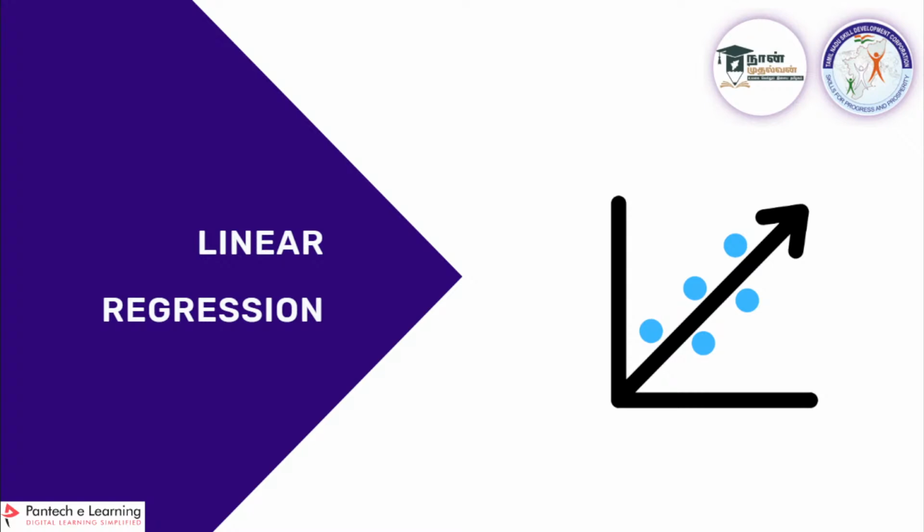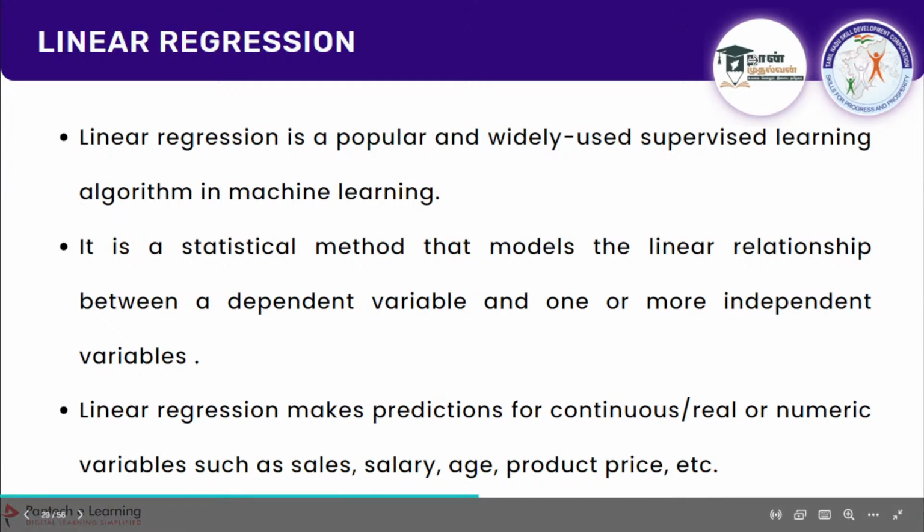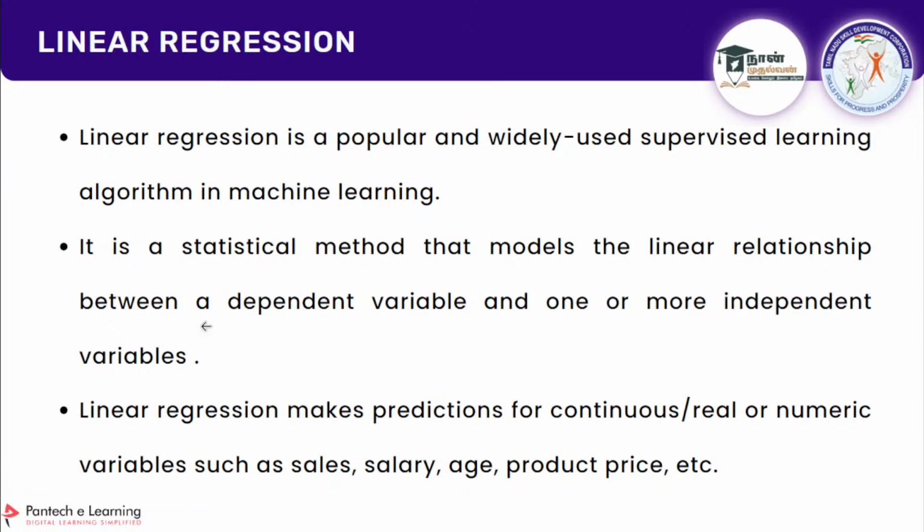Okay, starting with linear regression. Listen guys, linear regression is a popular and widely used supervised learning algorithm. So it is for regression problems. It is a statistical method that models the linear relationship between a dependent variable and one or more independent variables. Okay, they are telling linear relationship. What is meant by linear? Straight line. Okay, so we are going to refer to some maths which we have learned in our school days.